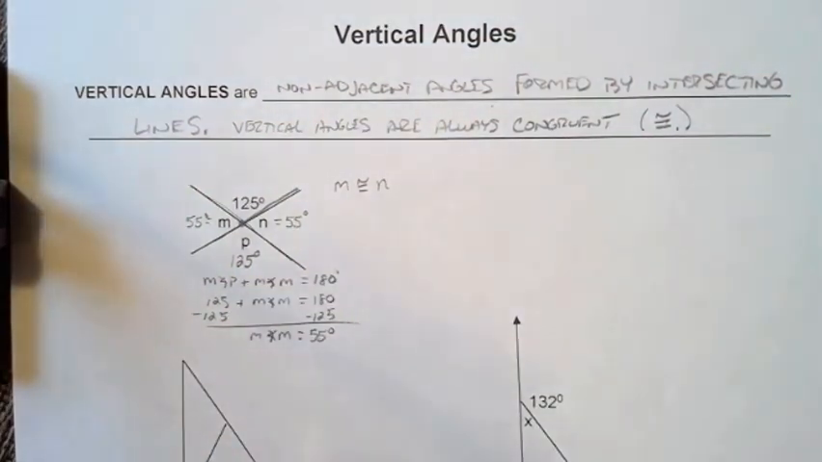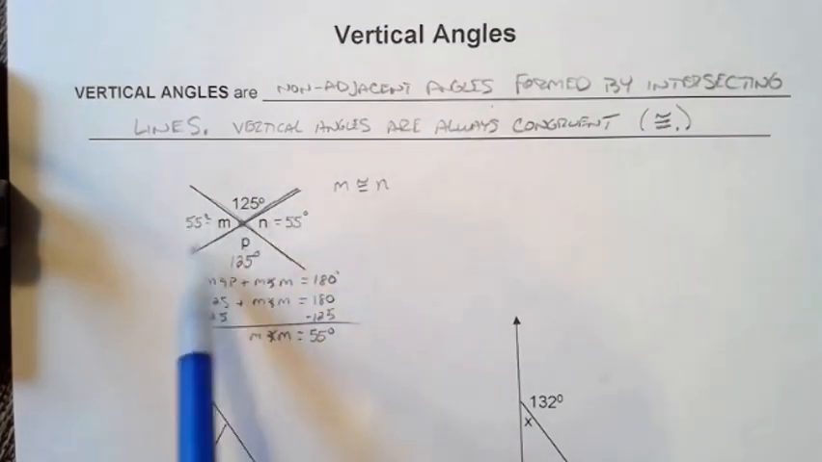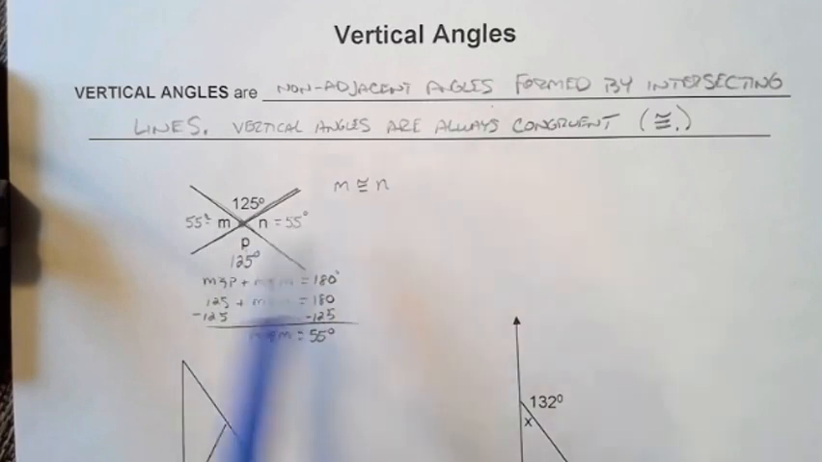Okay, so again, vertical angles, they're non-adjacent to each other. They're going to be across from each other from the point of intersection formed by these intersecting lines. And vertical angles are always congruent to each other.